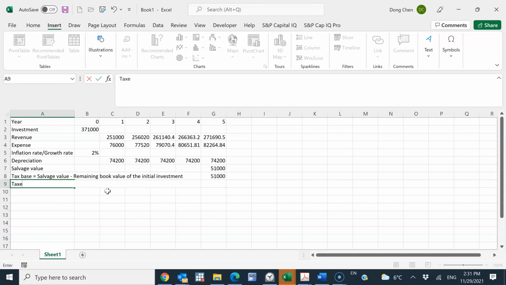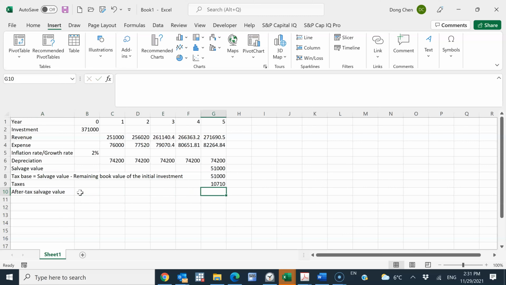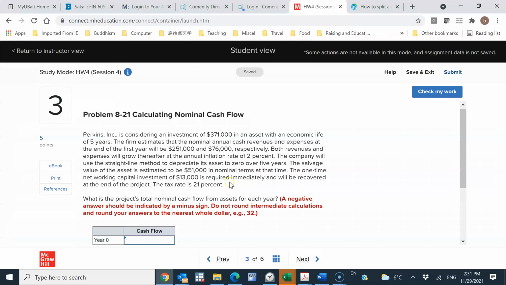And then the taxes will be based on the tax base, right? Tax base is basically what the taxes will be levied on. So that's going to be this tax base multiplied by the tax rate. The tax rate here is provided to be 21%. Just multiply by that. And now I can calculate the after-tax salvage value, which is simply the before-tax salvage value, which is the salvage value of 51,000, minus the taxes. And then continue this setup.